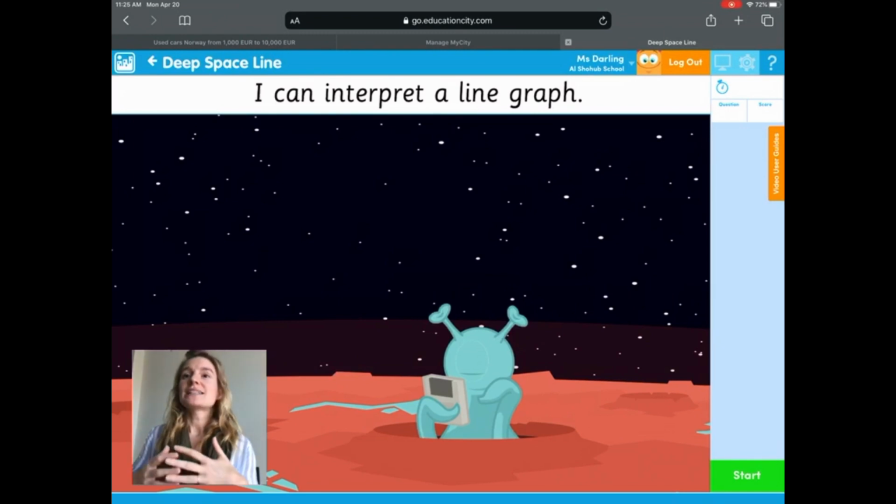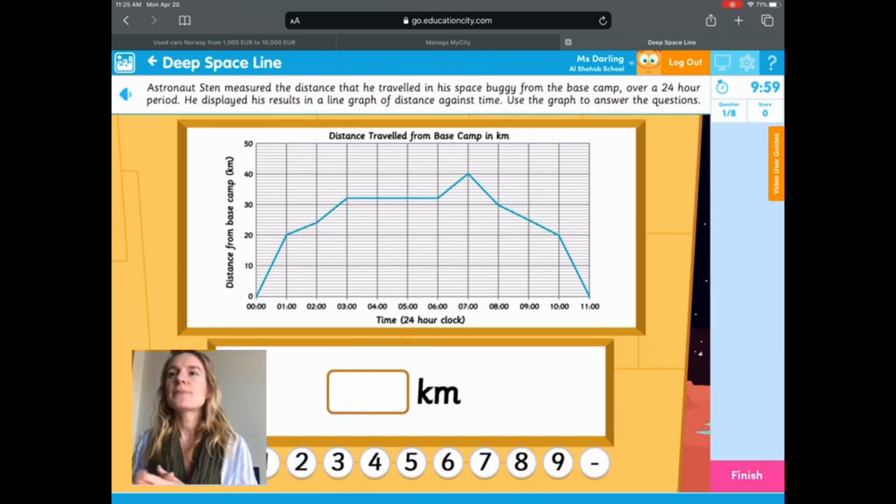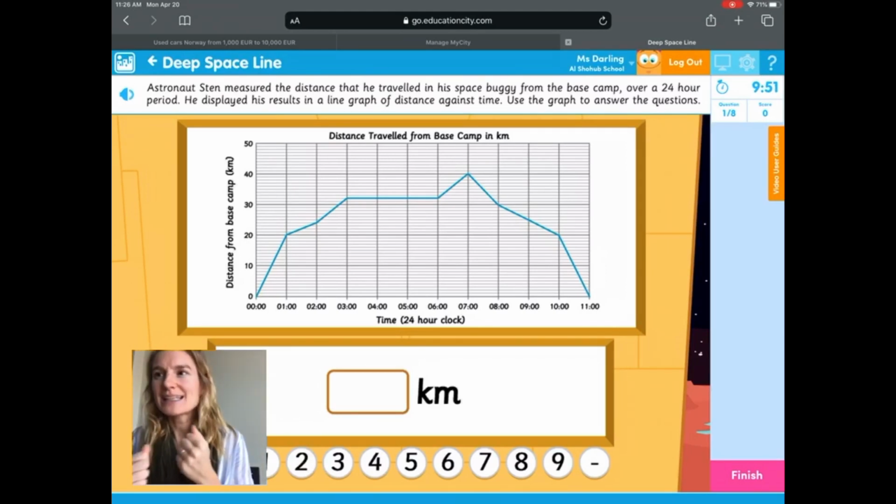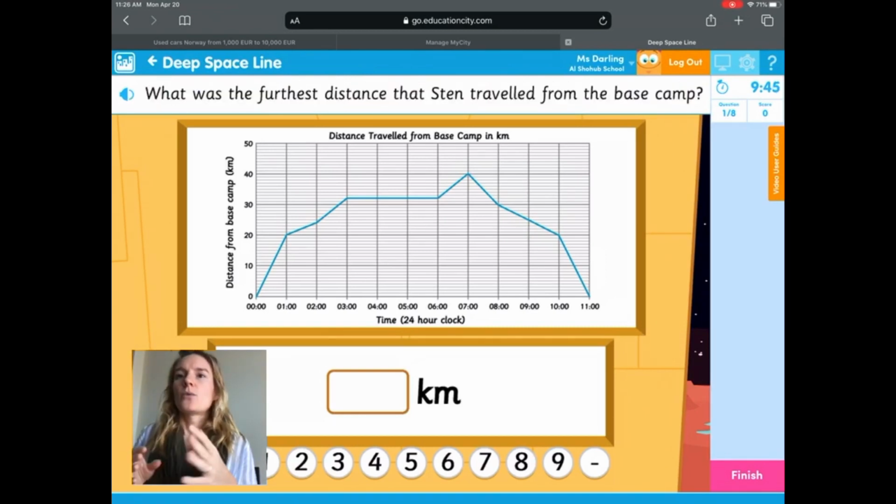Okay, so let's have a look at the work you have to do. Here it's Deep Space Line on Education City. You have to interpret a line graph. So let's look at the first question together. Astronaut Sten measured the distance that he travelled in a space buggy from base camp over a 24-hour period. He displayed his results on the line graph. What was the furthest distance that Sten travelled from the base camp?